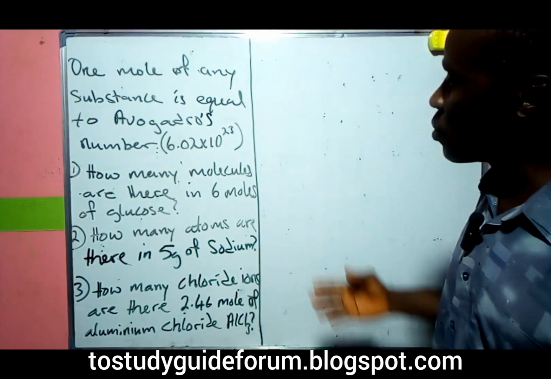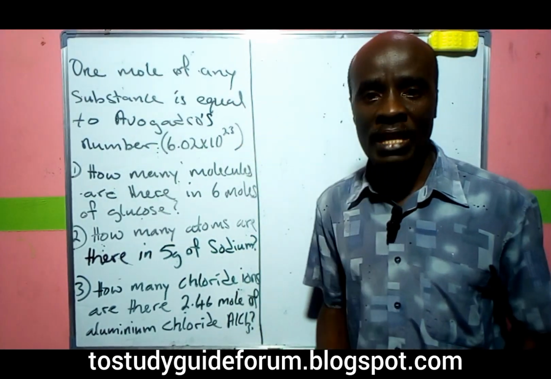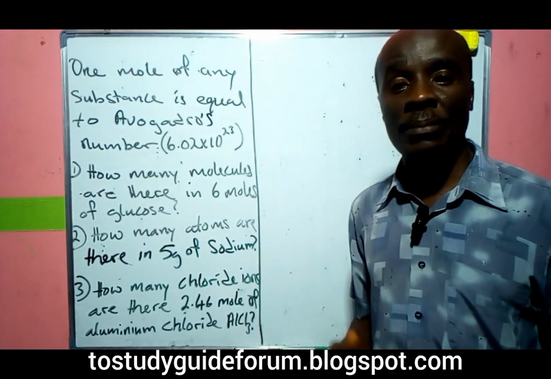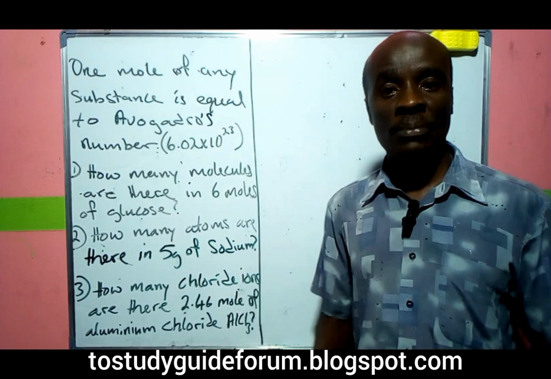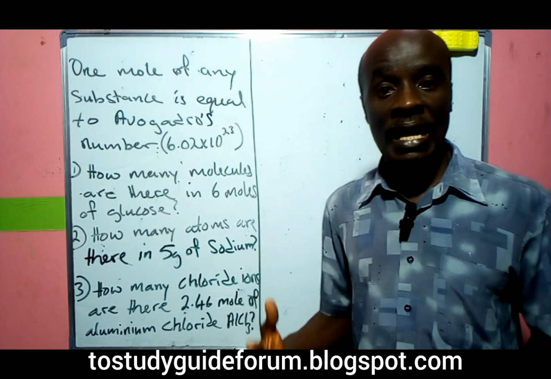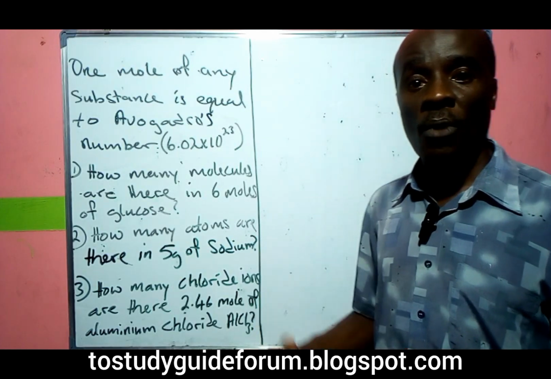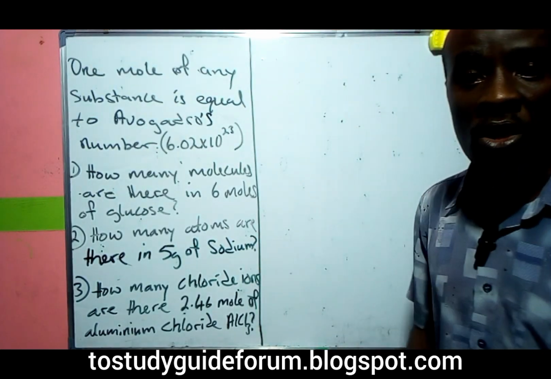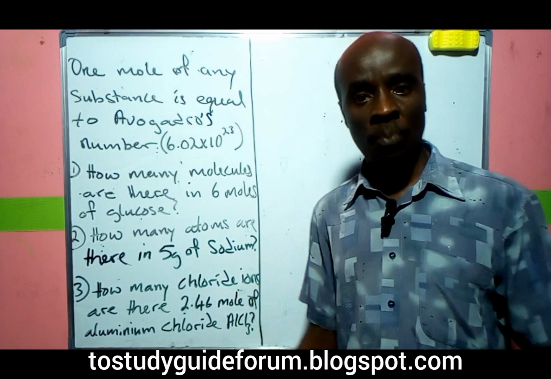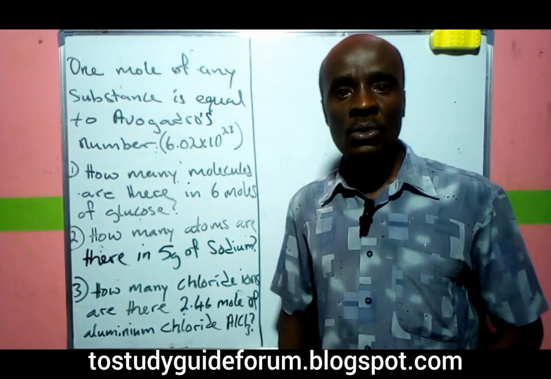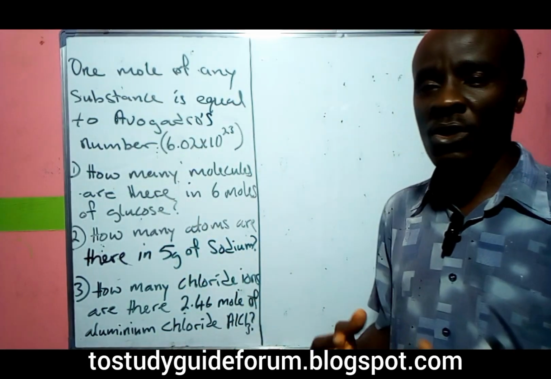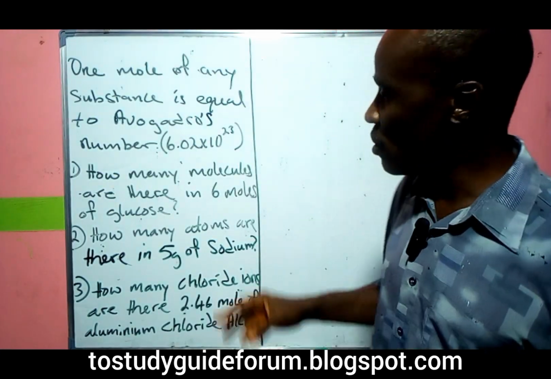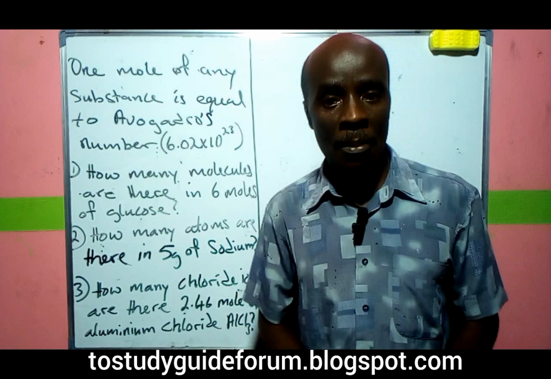Now, why do we use this number to calculate the number of substances? These substances we are calculating can be ions, molecules, or atoms. Why do we use this? Because all these things are very, very small. So, in order to really understand them and easily calculate them, we normally use this number.